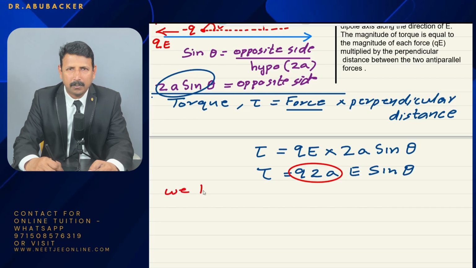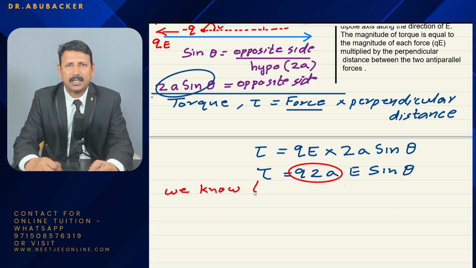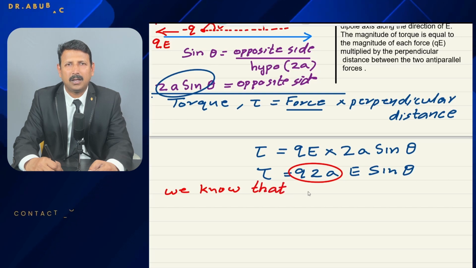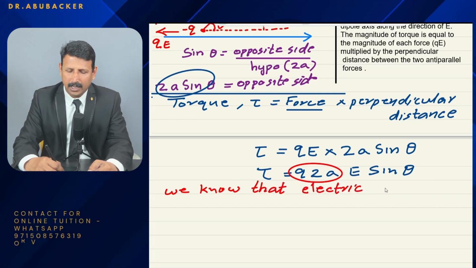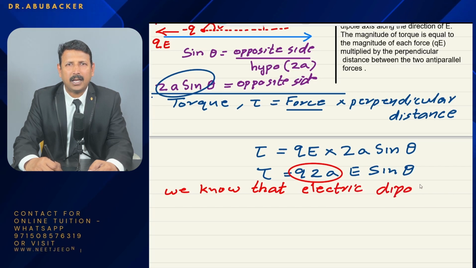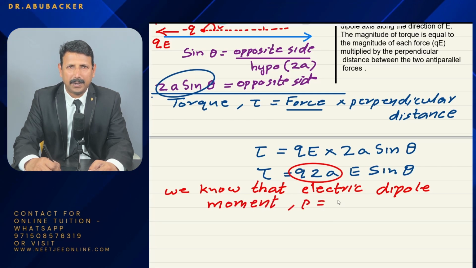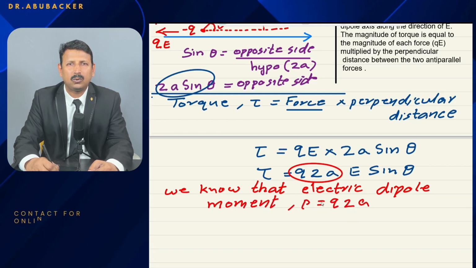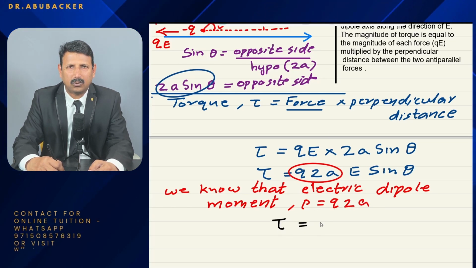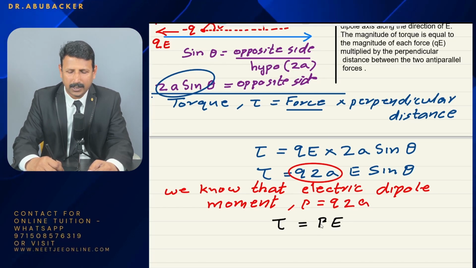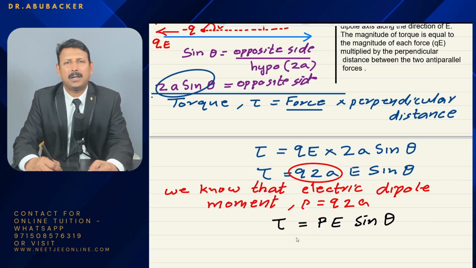Why did we write it like this? Because Q into 2a is a special term. The name of the term is electric dipole moment. We know the electric dipole moment has the symbol P, so P is equal to Q 2a. So the above equation for torque we can rewrite: torque is equal to, in the place of Q 2a we can write P E sin theta. That's all, this simple it is.